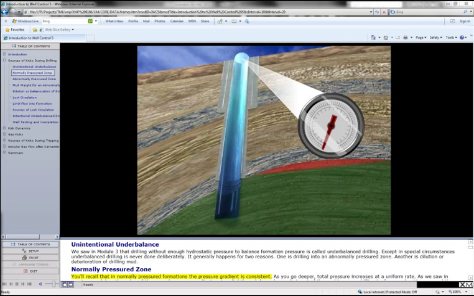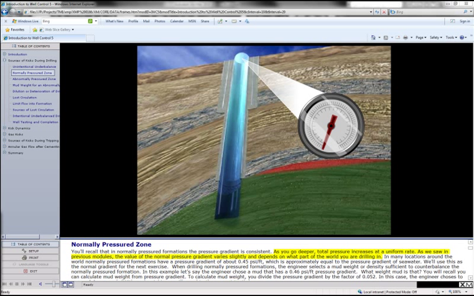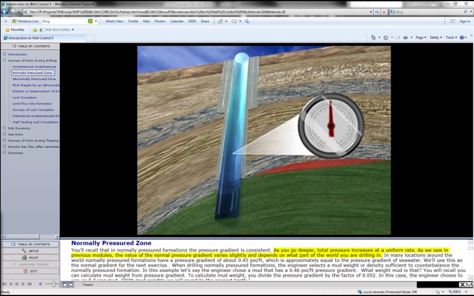You'll recall that in normally pressured formations, the pressure gradient is consistent. As you go deeper, total pressure increases at a uniform rate. As we saw in previous modules, the value of the normal pressure gradient varies slightly and depends on what part of the world you are drilling in.